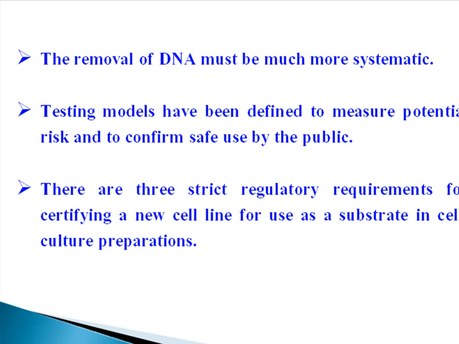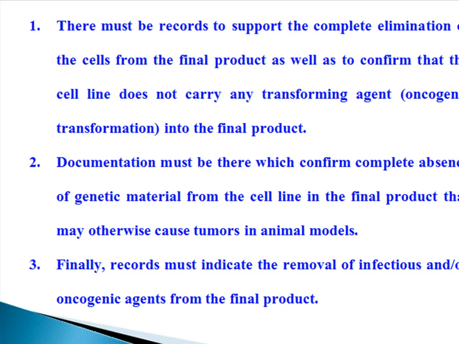There are three strict regulatory requirements for certifying a new cell line for use as a substrate in cell line culture preparation. There must be records to support the complete elimination of the cells from the final product as well as to confirm that the cell line does not carry any transforming agent into the final product. Documentation must be there which confirms complete absence of genetic material from the cell line in the final product that may otherwise cause tumors in animal models.